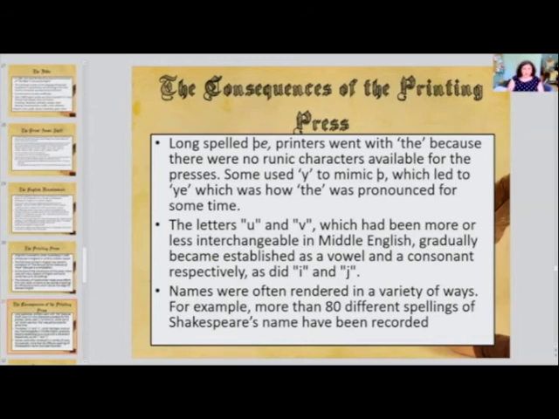Particularly difficult with spelling was names. Again, a lot of people weren't literate and even people who were just going off how it sounded, kind of the way kids now would write. So we have more than 80 different spellings of Shakespeare's name, including in his 6 known signatures, he spelled his name 3 different ways, including one in his own will was spelled differently. So if you can't remember how to spell Shakespeare, don't worry, you're in good company. He couldn't either.